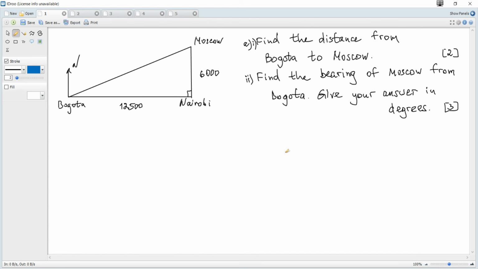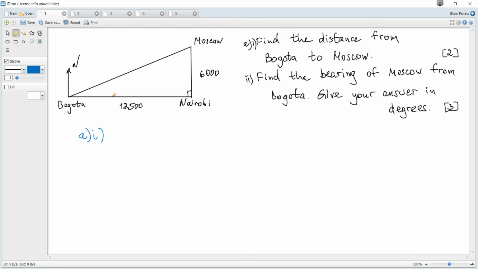The following question compares the distance and direction between cities on a flat surface to the distance and direction between cities on a sphere. Consider a model where the cities of Bogota, Moscow, and Nairobi lie on a flat surface. In this model, Nairobi is 6,000 kilometers due south of Moscow, and Bogota is 12,500 kilometers due west of Nairobi, shown in the following diagram.